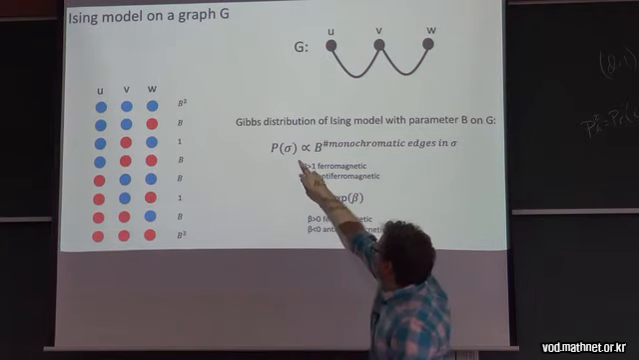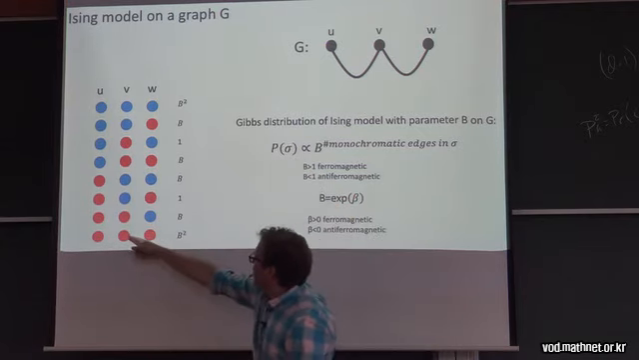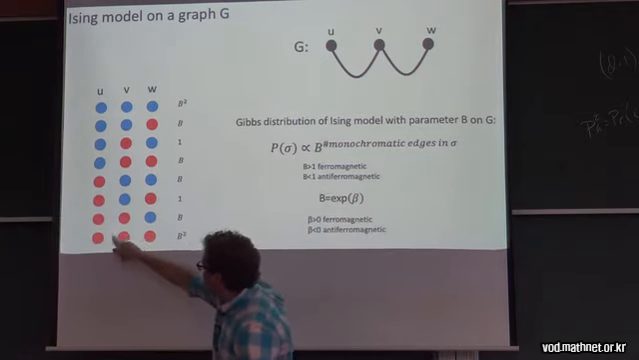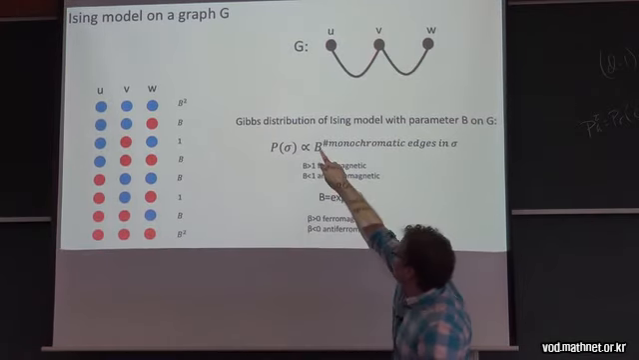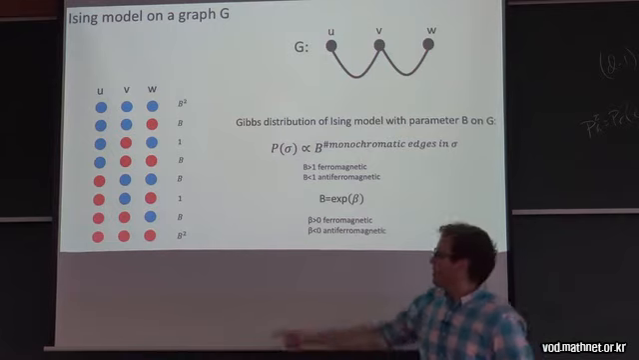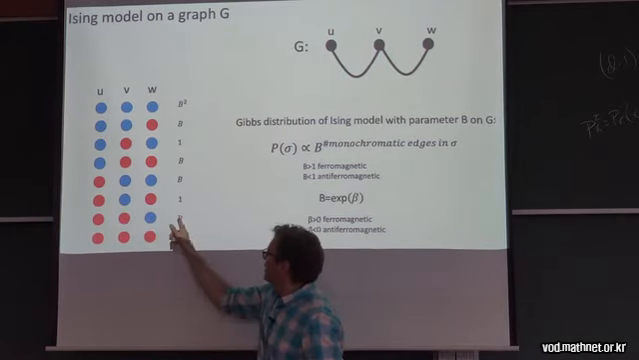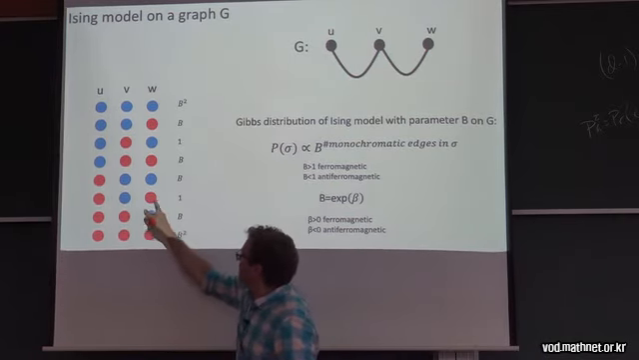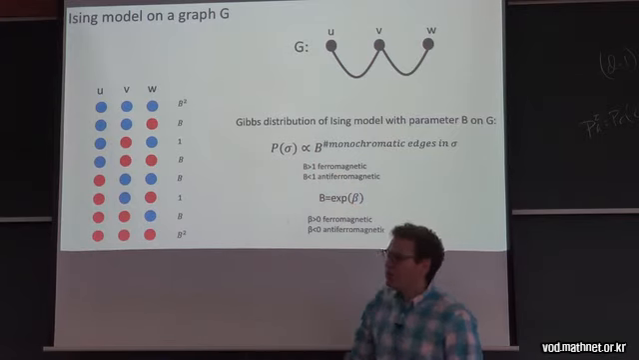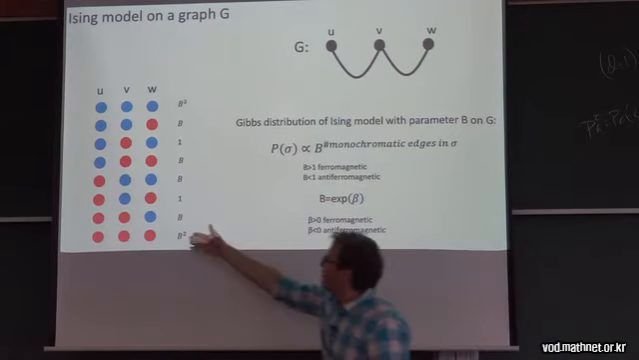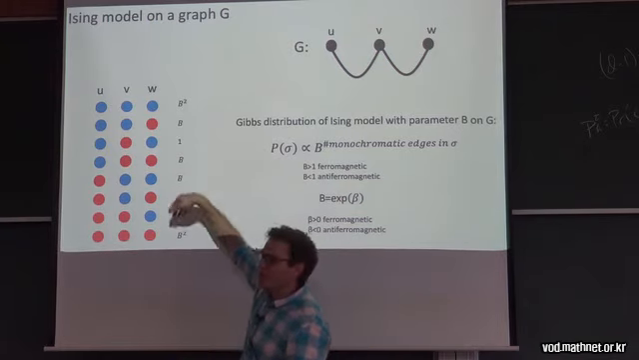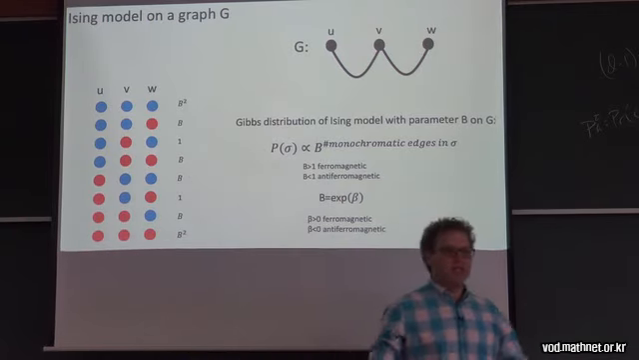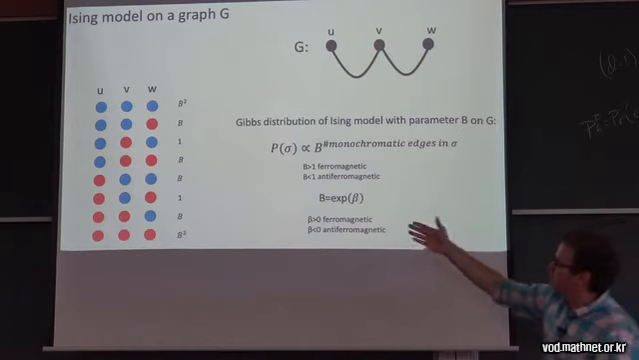Now, if you give me this coloring, the point is the monochromatic edge. It's got two monochromatic edges, so that has weight B squared. Okay? This one has one monochromatic edge, so it's got weight B. This has no monochromatic edges, so it's B to the 0, weight 1. Okay? So that's the weight of these configurations. Now you look at the distribution proportional to these weights. Okay? That's the Ising model, and that's the Gibbs distribution on this thing.